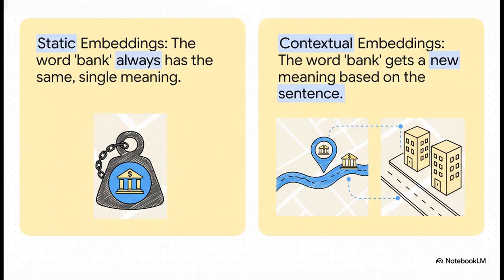Now, here is the crucial leap forward. Older AI systems gave a word like bank just one single fixed location on the map. That was it. But modern AI creates what are called contextual embeddings. This means the coordinates for the word bank will actually change depending on whether we're talking about a riverbank or a money bank. So the big question is, how does it figure out that context?